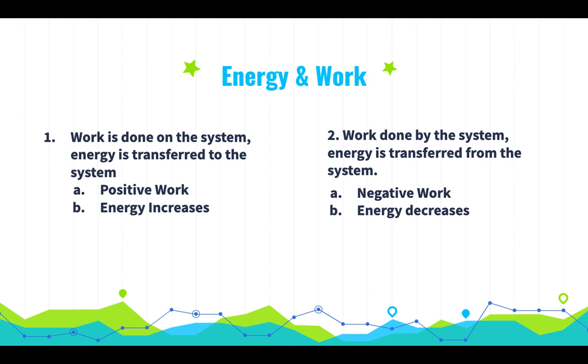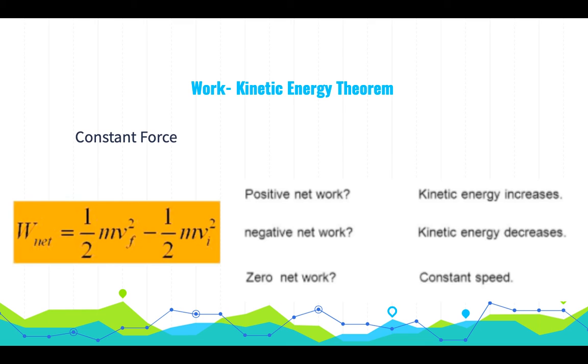Okay, so the equation we use for this is called the work-kinetic energy theorem. We use this version of it for a constant force. If the net work is positive, then kinetic energy is going to increase. If the net work is negative, then kinetic energy will decrease. It's added to another object that's outside of the system, so energy is still conserved, but energy in that system will decrease. And if there's zero work done, the object will move at a constant speed, so kinetic energy will not change.